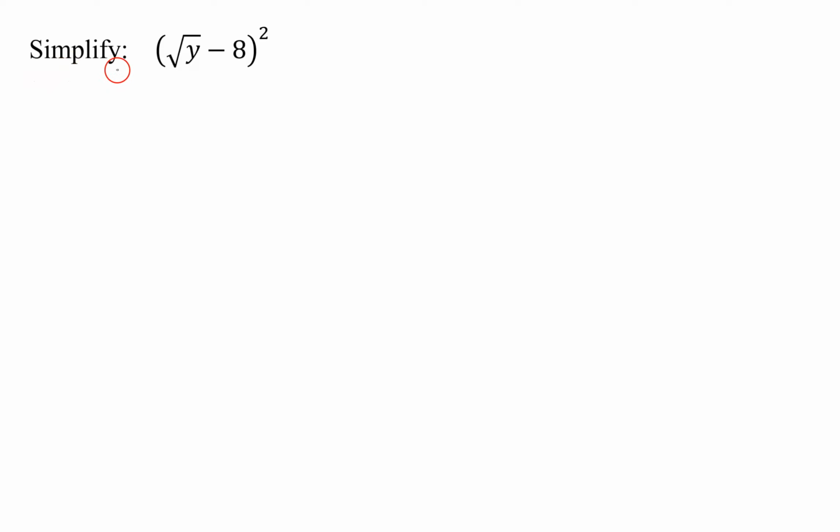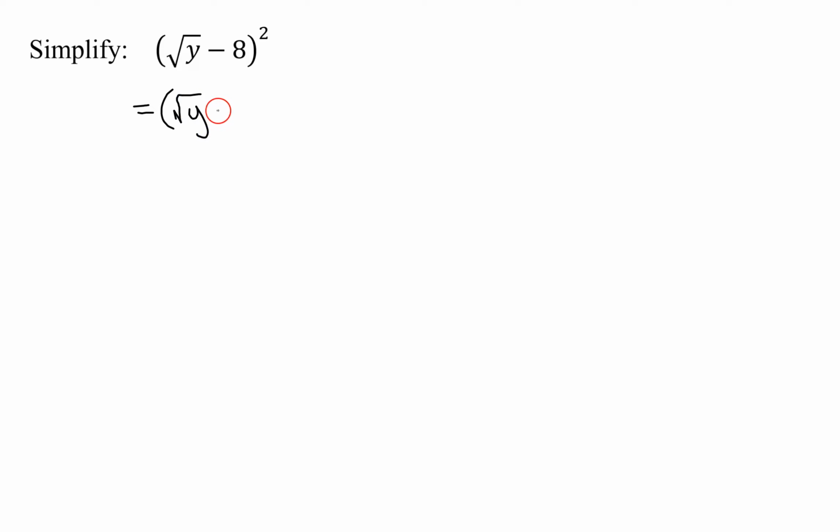In this problem, we're asked to simplify the square root of y minus 8, that whole quantity, squared. There are several different ways of doing this, but I think one of the easiest is using your tried and true method of FOIL. Remember, when we square a binomial, it just means I have to multiply it by itself.